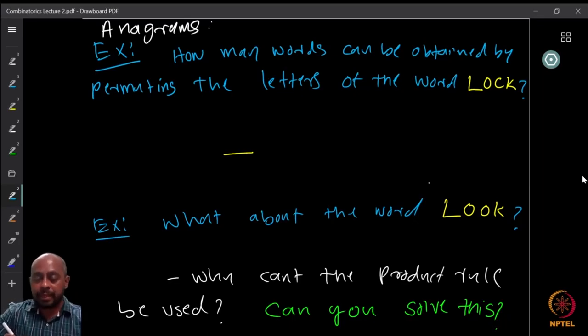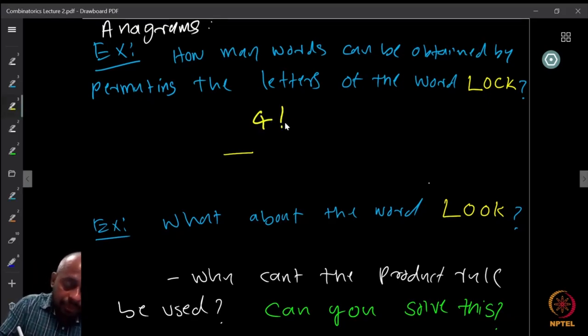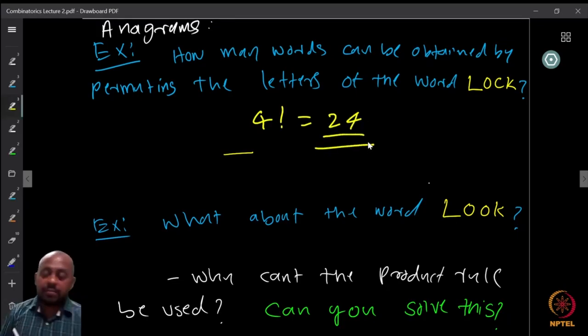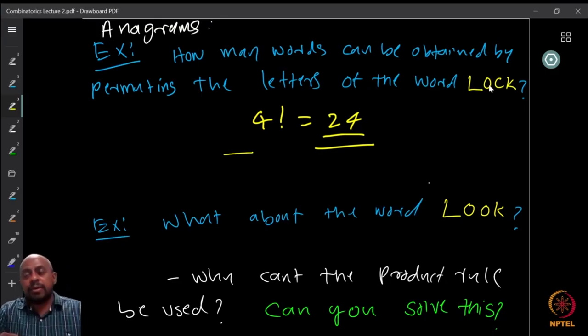So how many words can be obtained by permuting the letters of the word LOCK? This is easy because, as we have already seen, we have four letters here, L, O, C, and K, and we are allowed to use only these four letters. The four letters can be ordered in any of the possible ways, so we are looking at permutations. There are four different letters, and how many permutations are there? 4 factorial, n factorial permutations, we already saw that. So there are 4 factorial, which equals 24 different words we can make. As an exercise, try to write down the 24 different permutations of LOCK and make sure that there are exactly 24 of them.